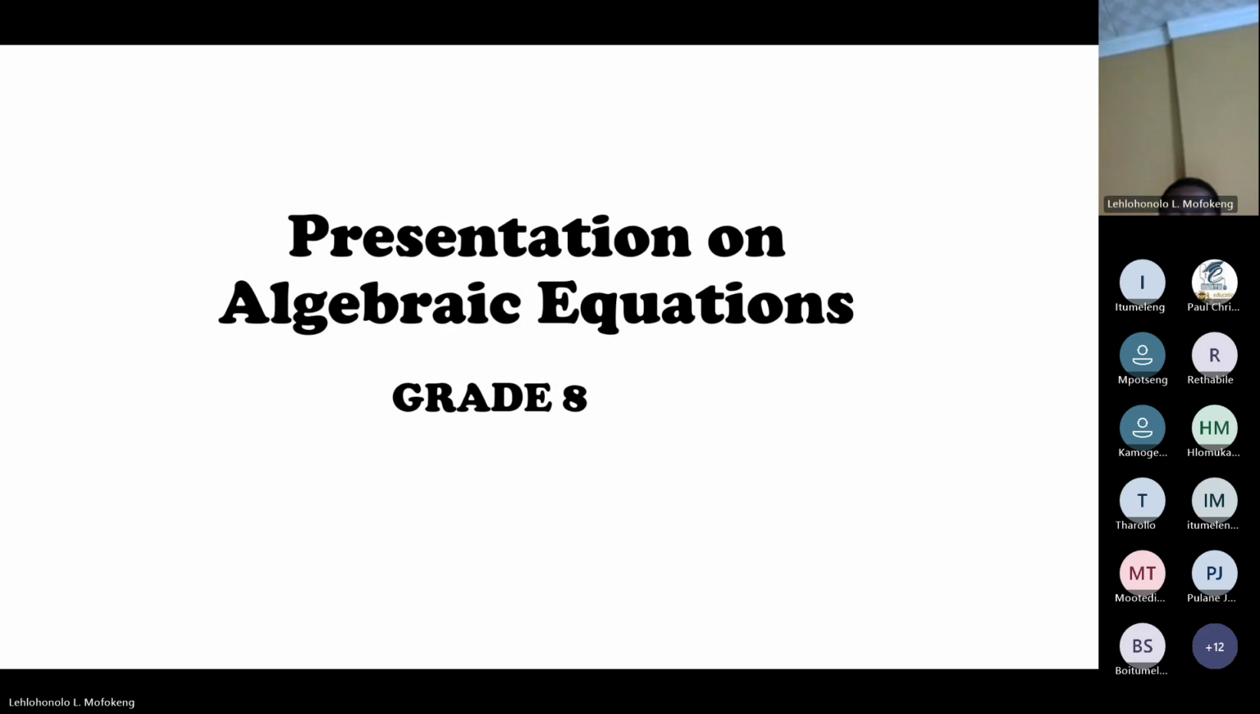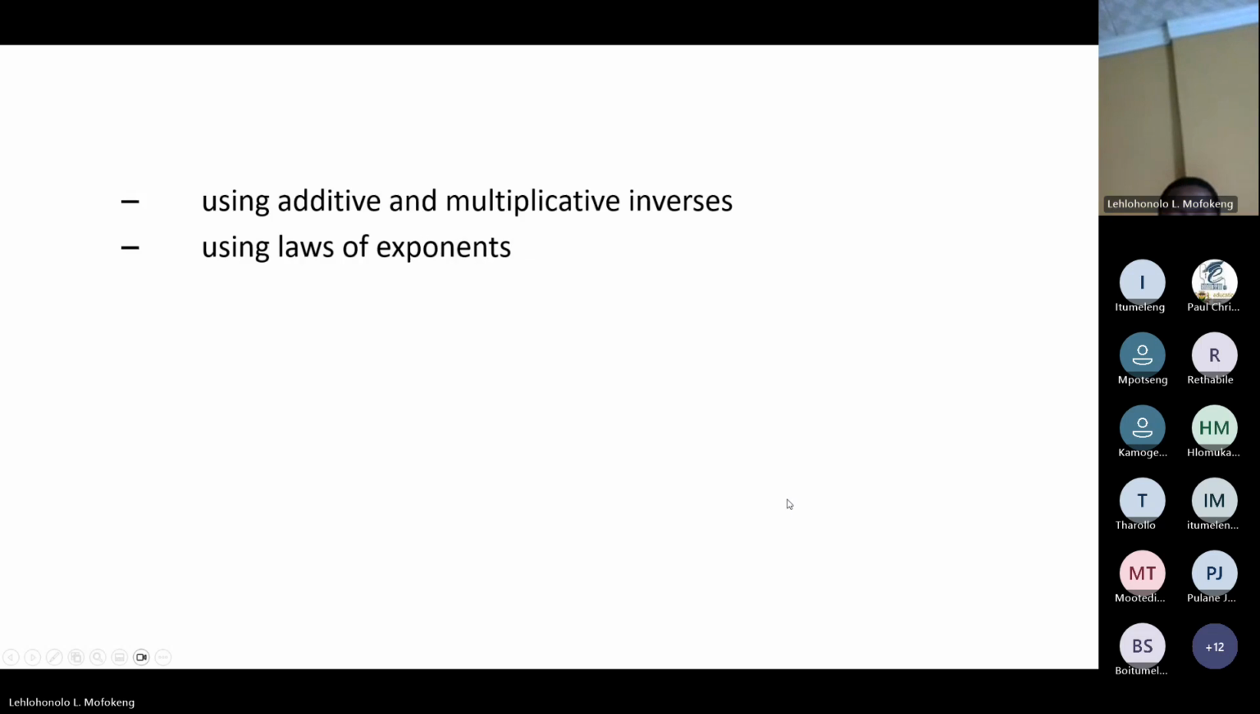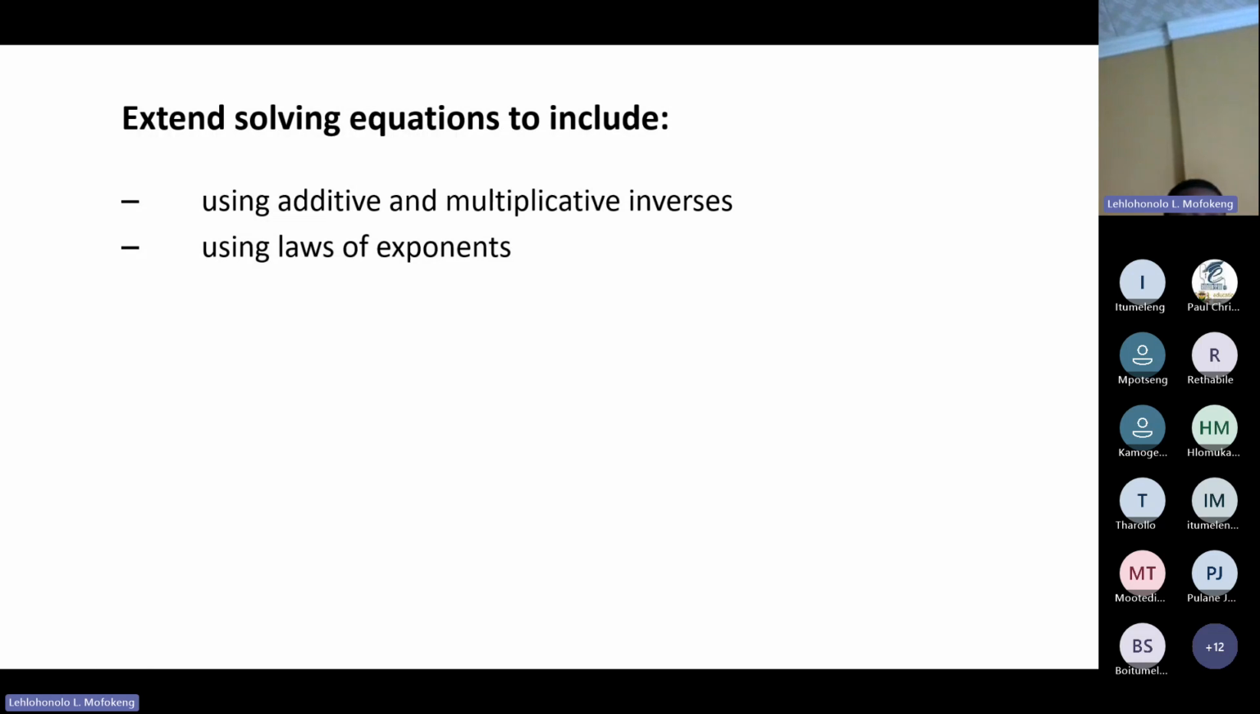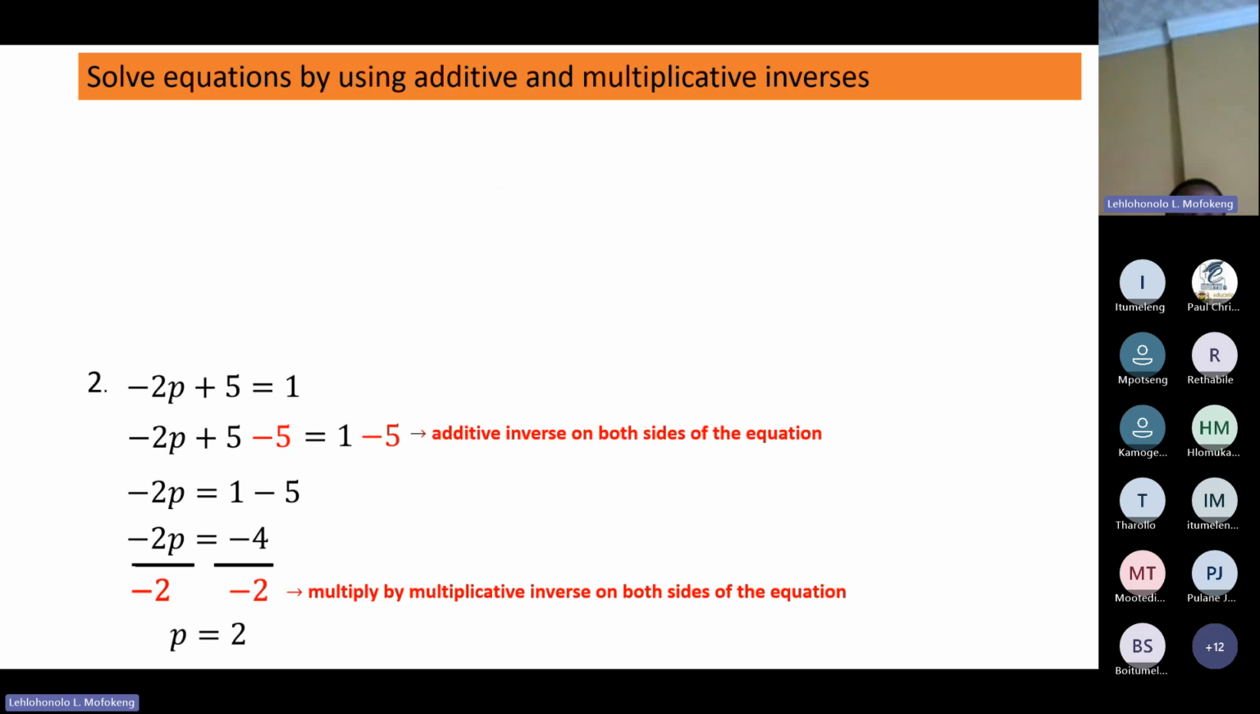Now, we are going to do equations whereby we will be using additive inverse and multiplicative inverses. And then also we are going to do activities on using laws of exponents. We solve equations using laws of exponents. Right, so let's get started.